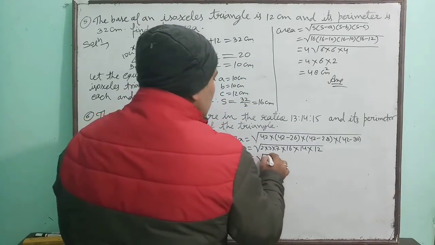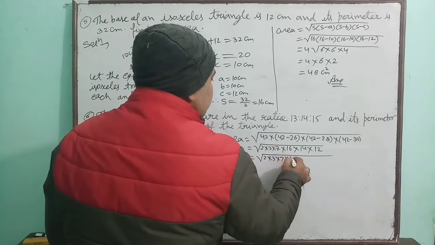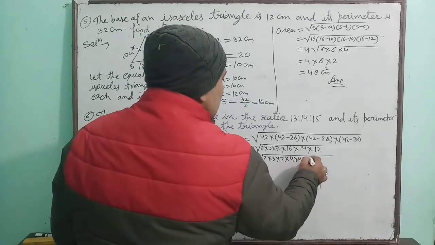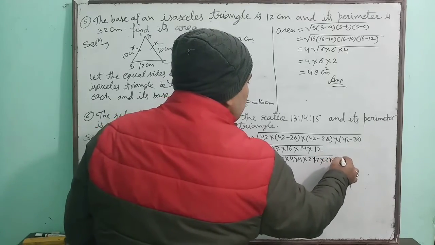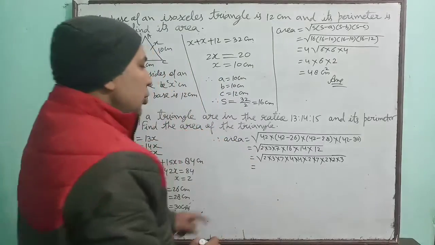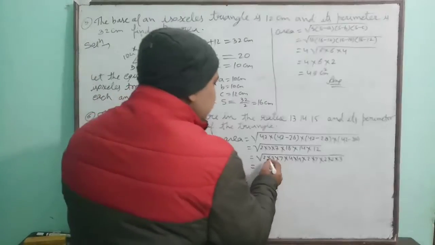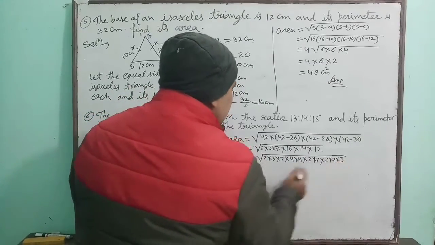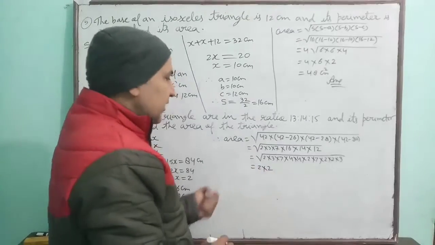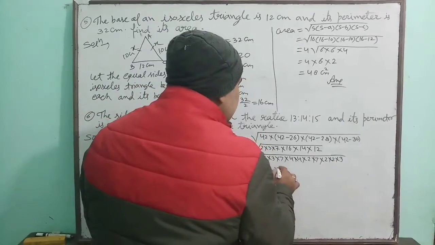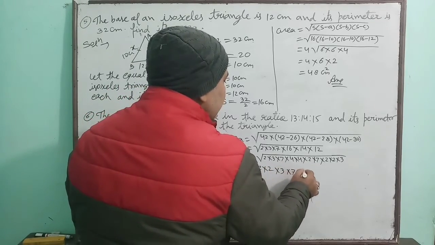Okay? Now 2 into 3 into 7. 16 can be written as 4 into 4. 14 can be written as 2 into 7. 12 can be written as 2 into 2 into 3. Now to solve the square root, from each pair we take the number out. So see, one pair of 2 plus one pair of 2. Two pairs of 2 are ready, so 2 times 2 will be coming out. One pair of 3 is ready, so one 3 will come out. One pair of 7, so one 7 will come out.